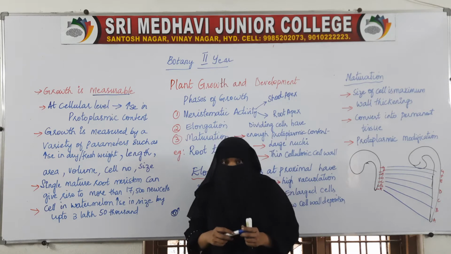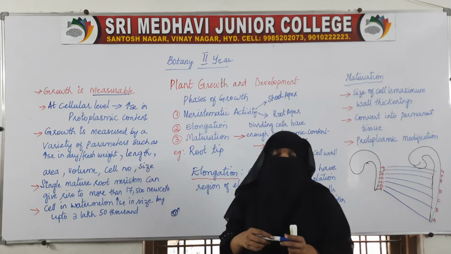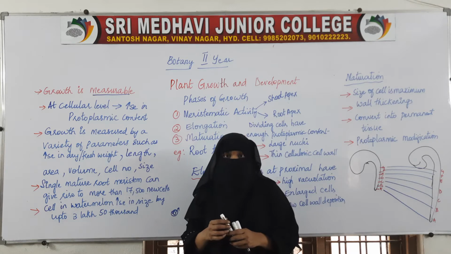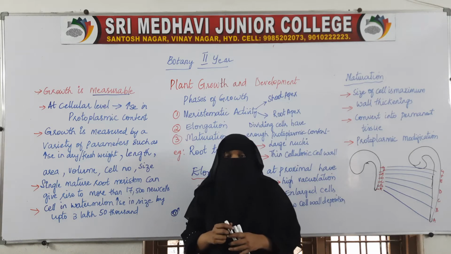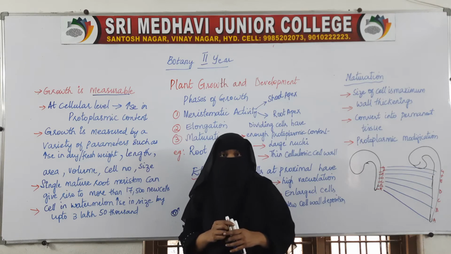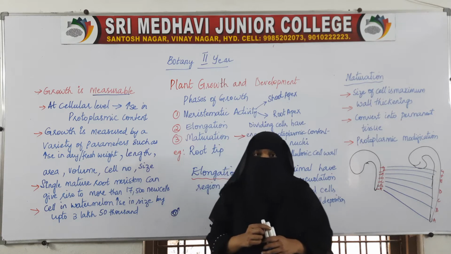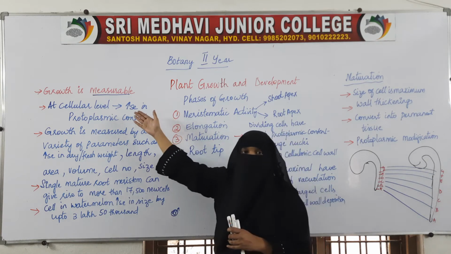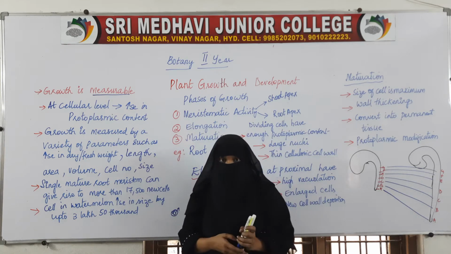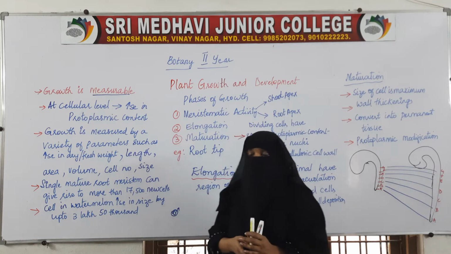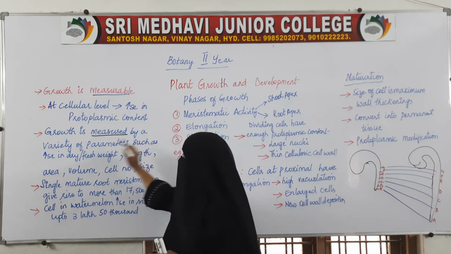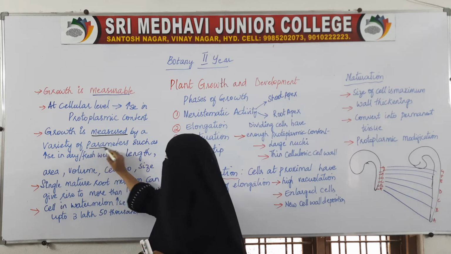But there are other parameters which show that growth is measurable. We can measure growth with the help of a variety of parameters other than this cellular level. Here we can show that growth is measurable. Growth is measured by a variety of parameters.